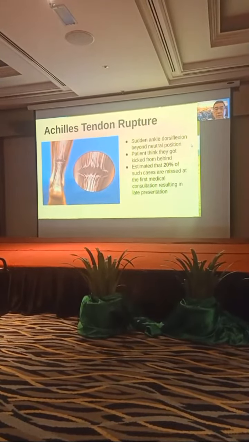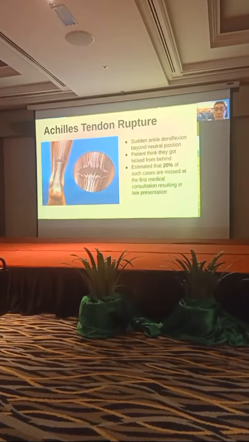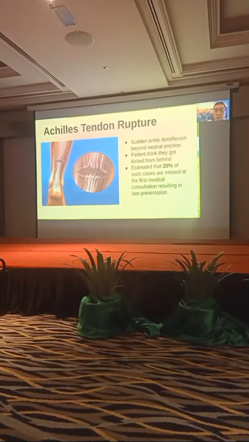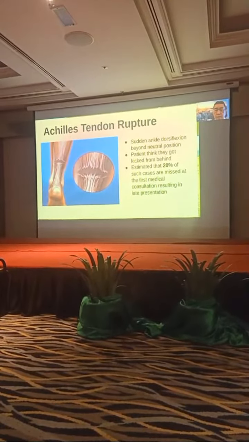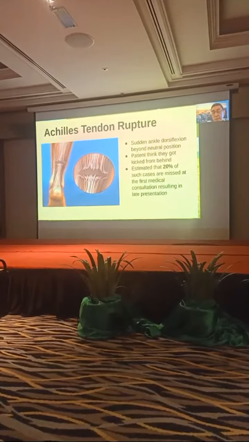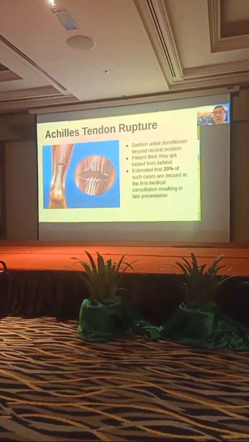An Achilles tendon rupture is a more serious injury. It is the result of sudden ankle dorsiflexion beyond the neutral position. The patients will say that they think they got kicked from behind, and it is estimated that 20% of such cases are missed at the first medical consultation, and this results in late presentation of the patient.